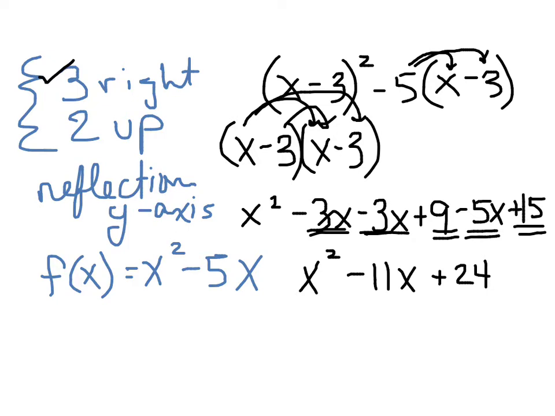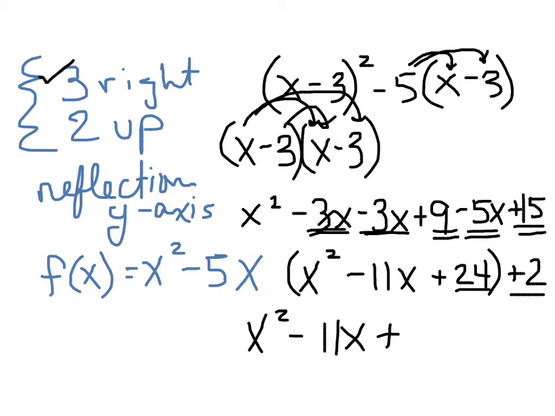Now I need to go up 2. Now officially, you put the whole thing in parentheses and add 2 to the outside and combine like terms. So what are you combining for this one? Just the 24 and the 2. What's 24 plus 2? 26. So right now I'm at x squared minus 11x plus 26. I've taken care of the up 2.